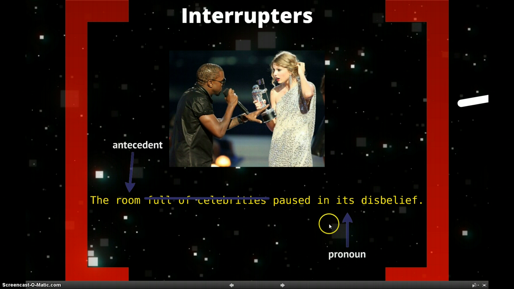So remember that if you're having trouble with this, look for the antecedent and try to cross out anything that comes in between, anything that interrupts the antecedent from the pronoun, to make sure that you get to the correct antecedent.